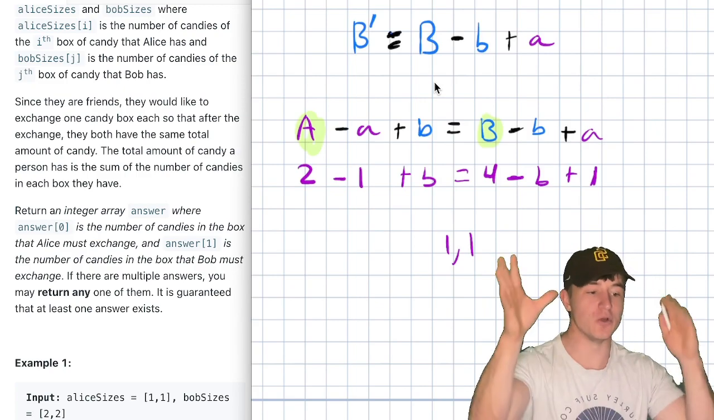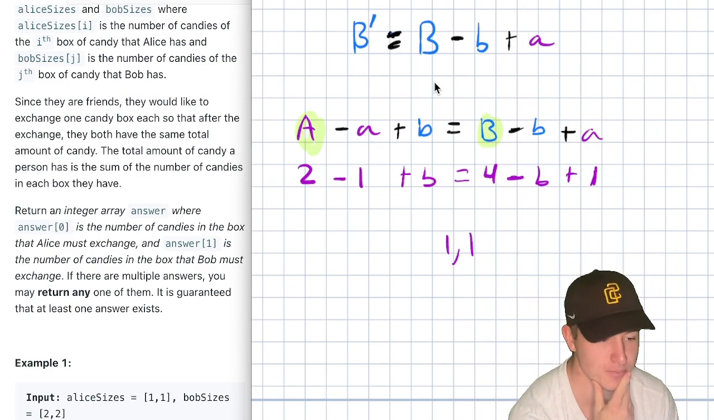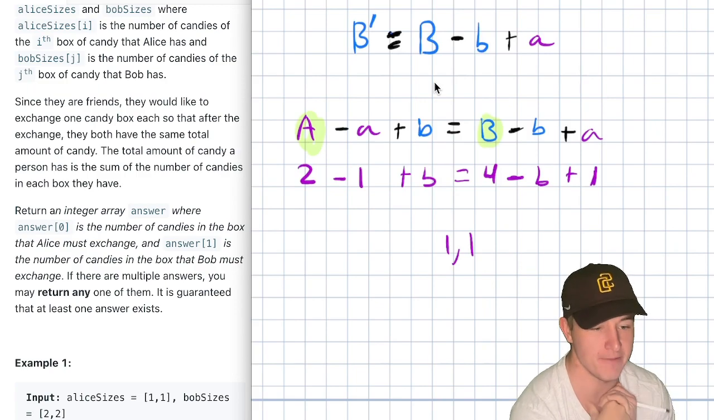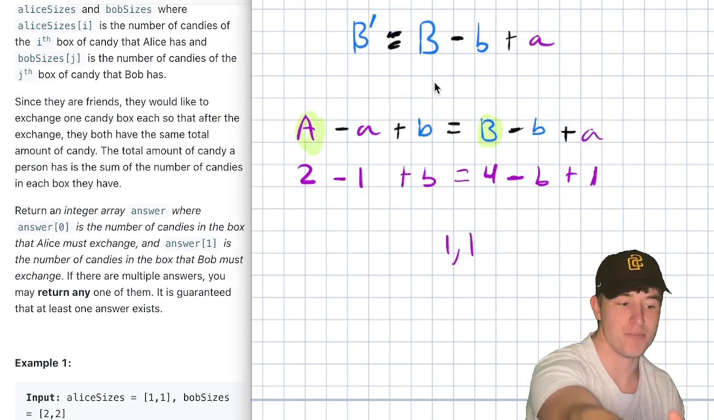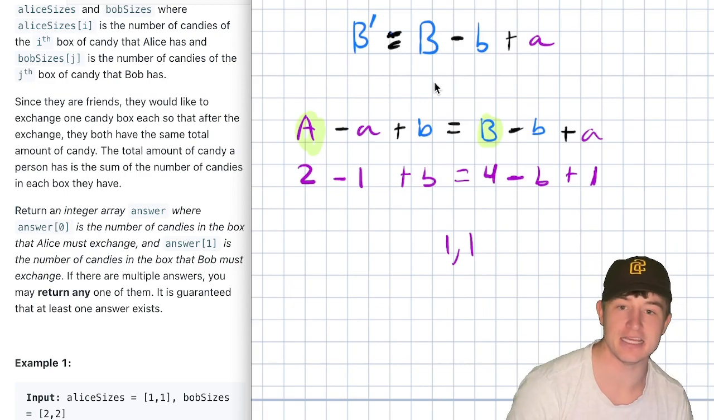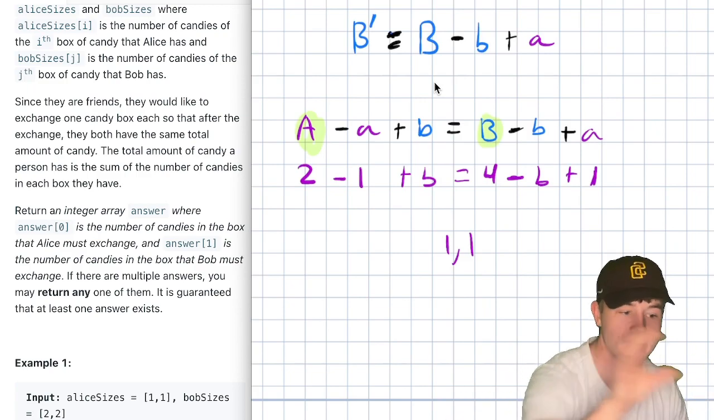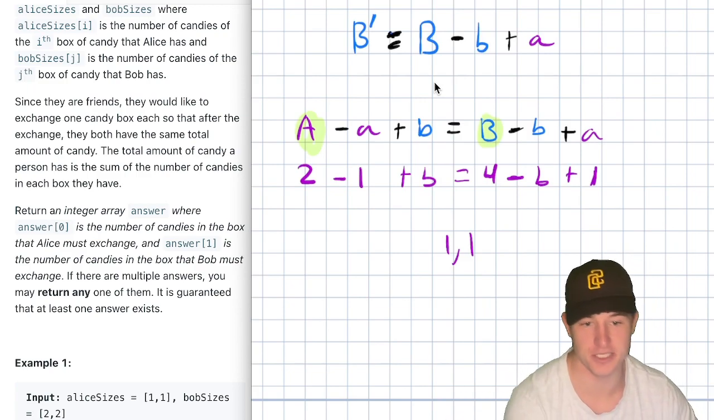Basically what you're doing in this problem is you're saying Alice and Bob are trying to figure out which packages to swap, the boxes to swap candy. So Alice says, here's a box, do you have a box that you could give me that would make our sum the same if I gave you this box? That's basically what Alice and Bob are doing.